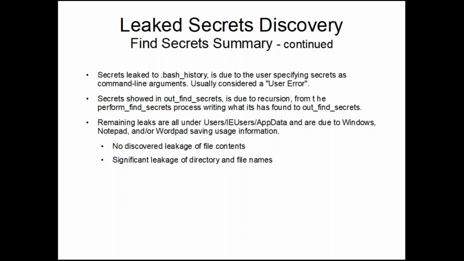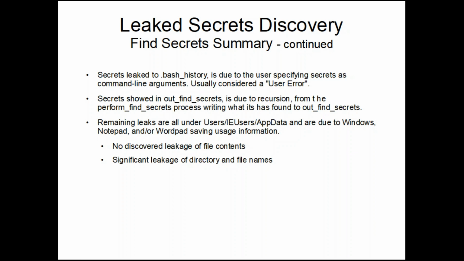Secrets leaked to bash history were basically because secrets were typed in as command line arguments. This is usually considered a user error, but good to demonstrate here. And then the secrets shown in out find secrets are a recursion thing, just a holdover from the actual process of finding and recording the secrets that were found.